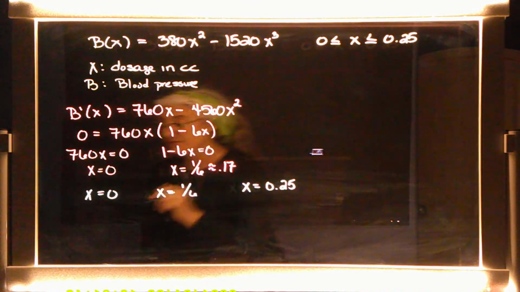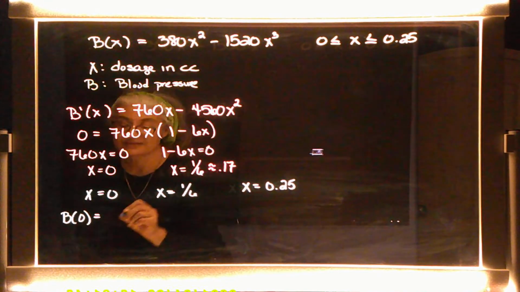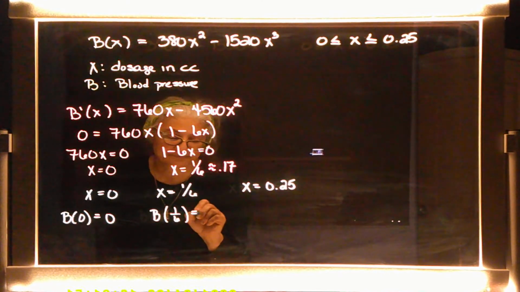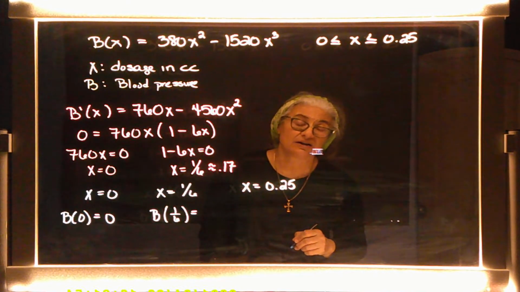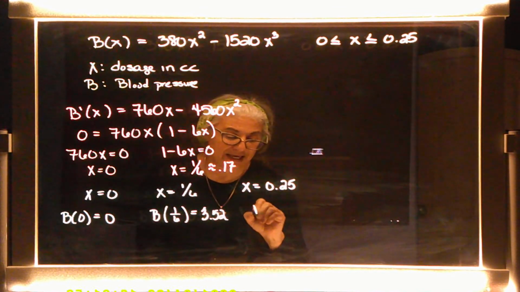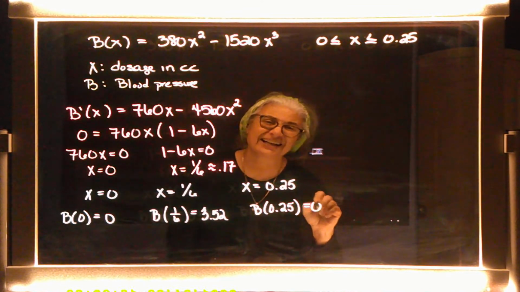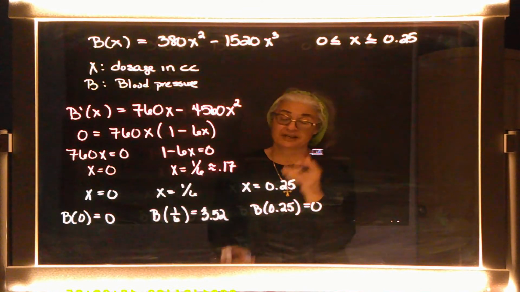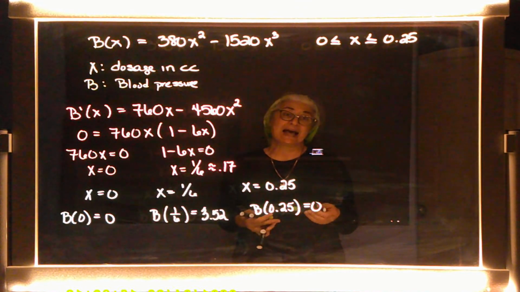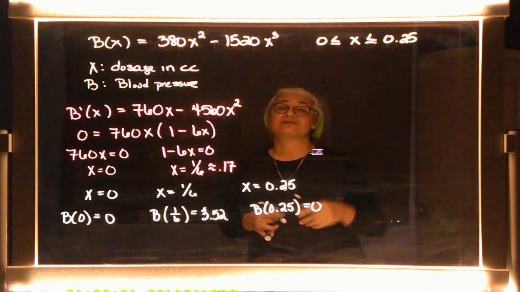All right? So, the blood pressure at 0, well, that's 0. And at 1/6, what'd you get? Okay, I got the same thing. I got 3.52. And at 0.25, I got 0 also. That was kind of weird, but that's what it gave me. So they wanted a max. They didn't say absolute max, but you know it's the absolute max because I'm dealing with a closed interval.